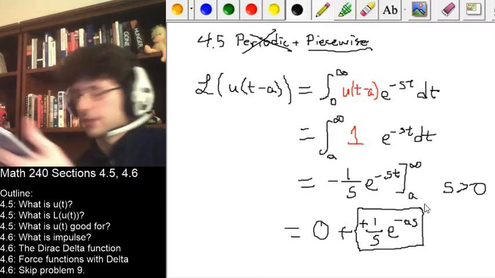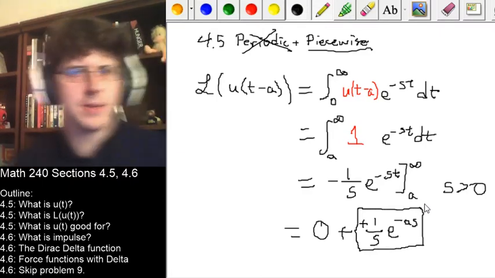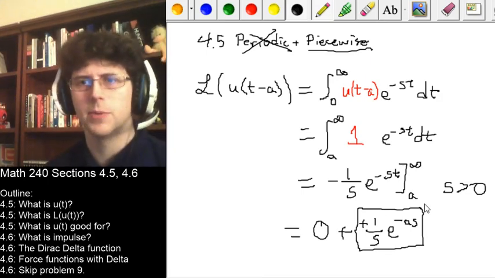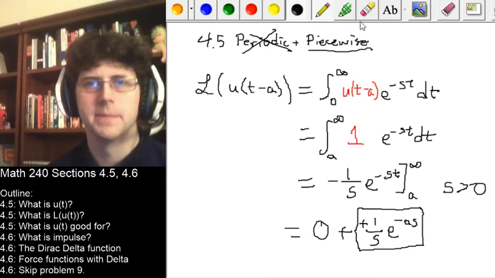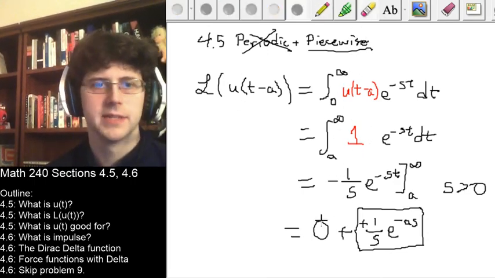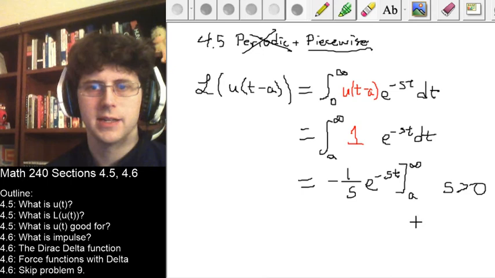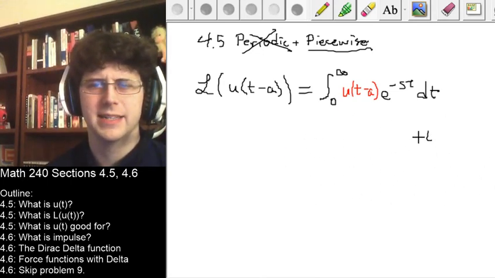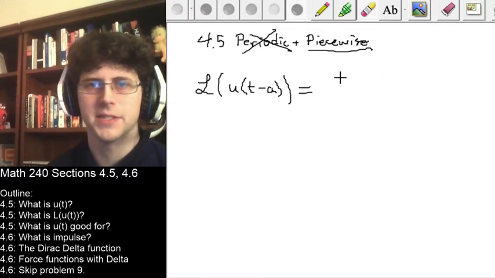Okay, so that pretty much completes that part of the table, like the table that was originally laid out in section 4.1. Now you've seen it all. This is where it comes from. And this is what u is. Okay, so what u is good for is it's good for writing inline formulas for piecewise functions.